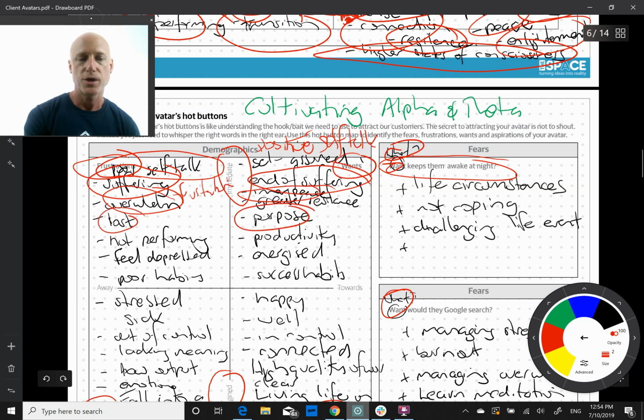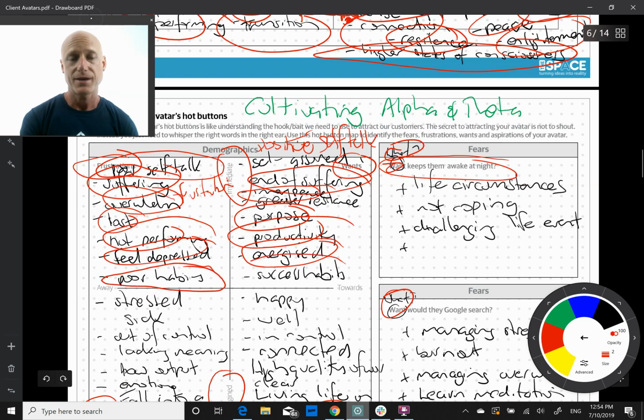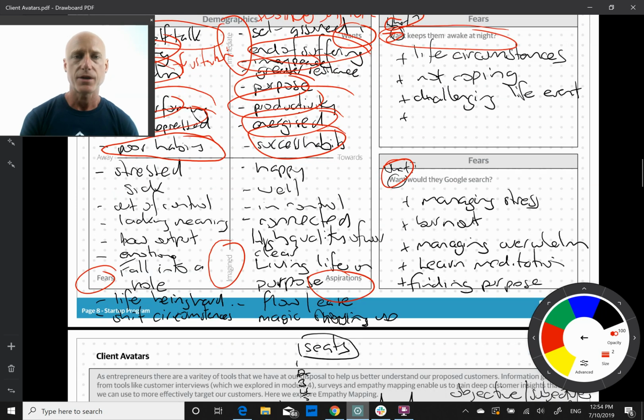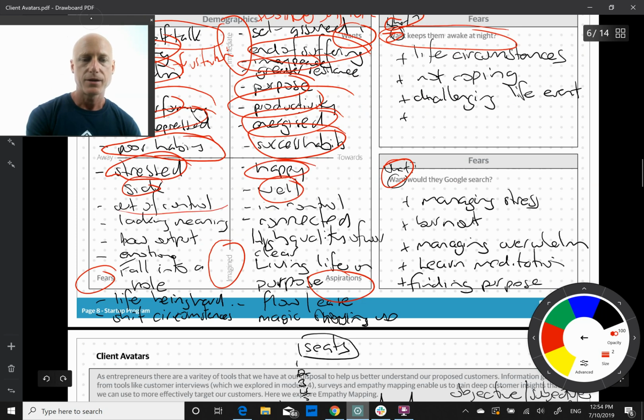They feel lost. They want a sense of purpose. They're not performing. They want productivity. They're feeling depressed. They want to feel energized. They may have poor habits. They want to have success habits. But they know the habits and you're just keeping them where they are, but they don't know how to break that. Stressed, sick, unwell, unhappy, out of control.